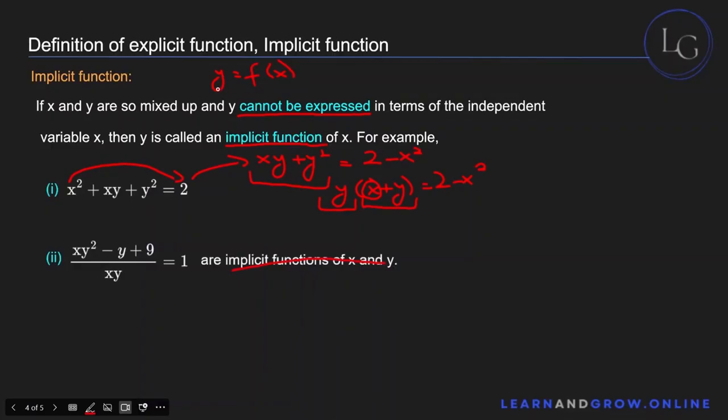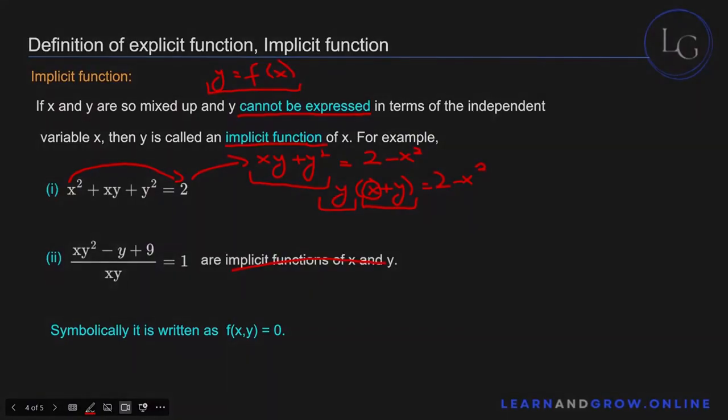And since they cannot be represented like this, this is how you will represent it. Symbolically, you write it down as a function of x and y, and that will be equal to something. So this is an implicit function of x.